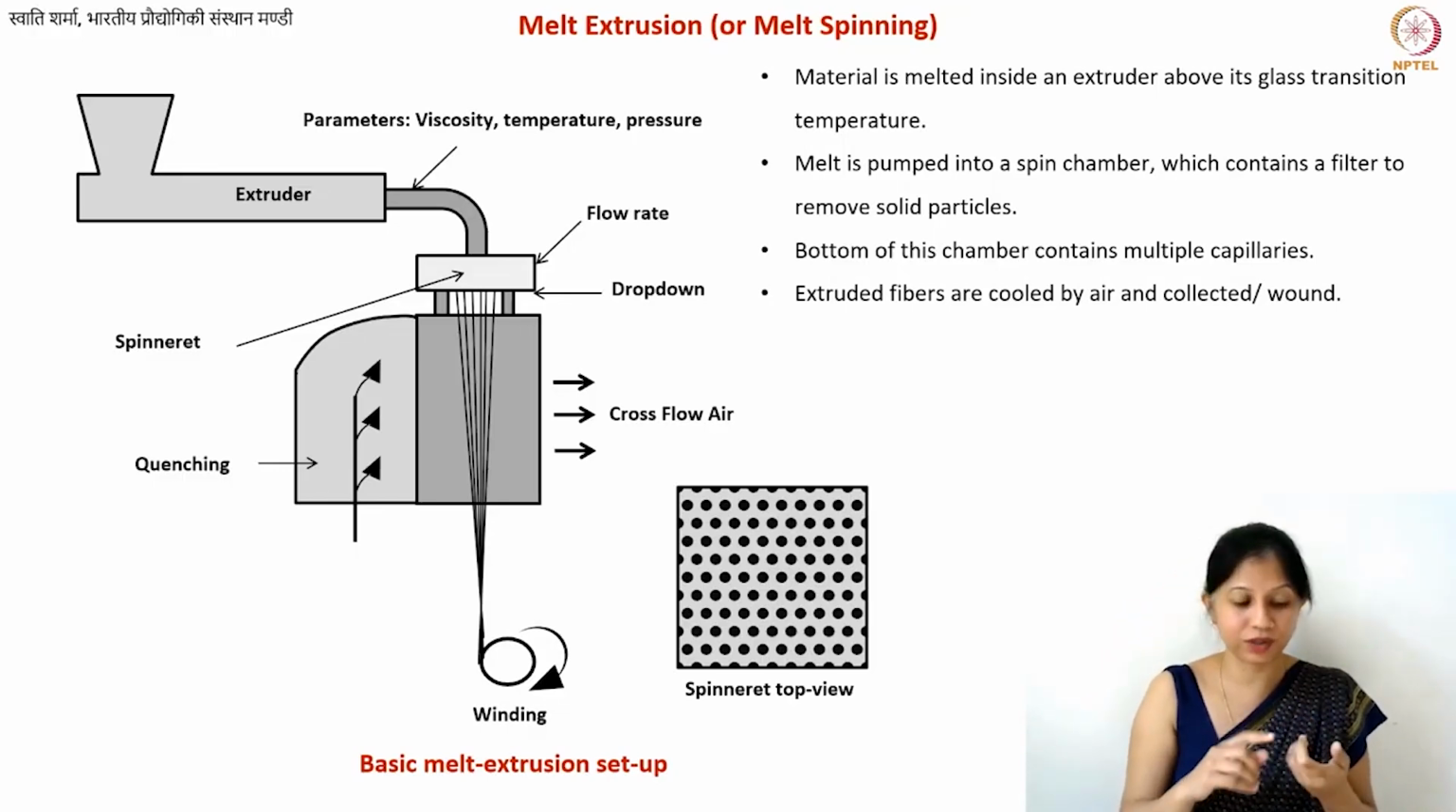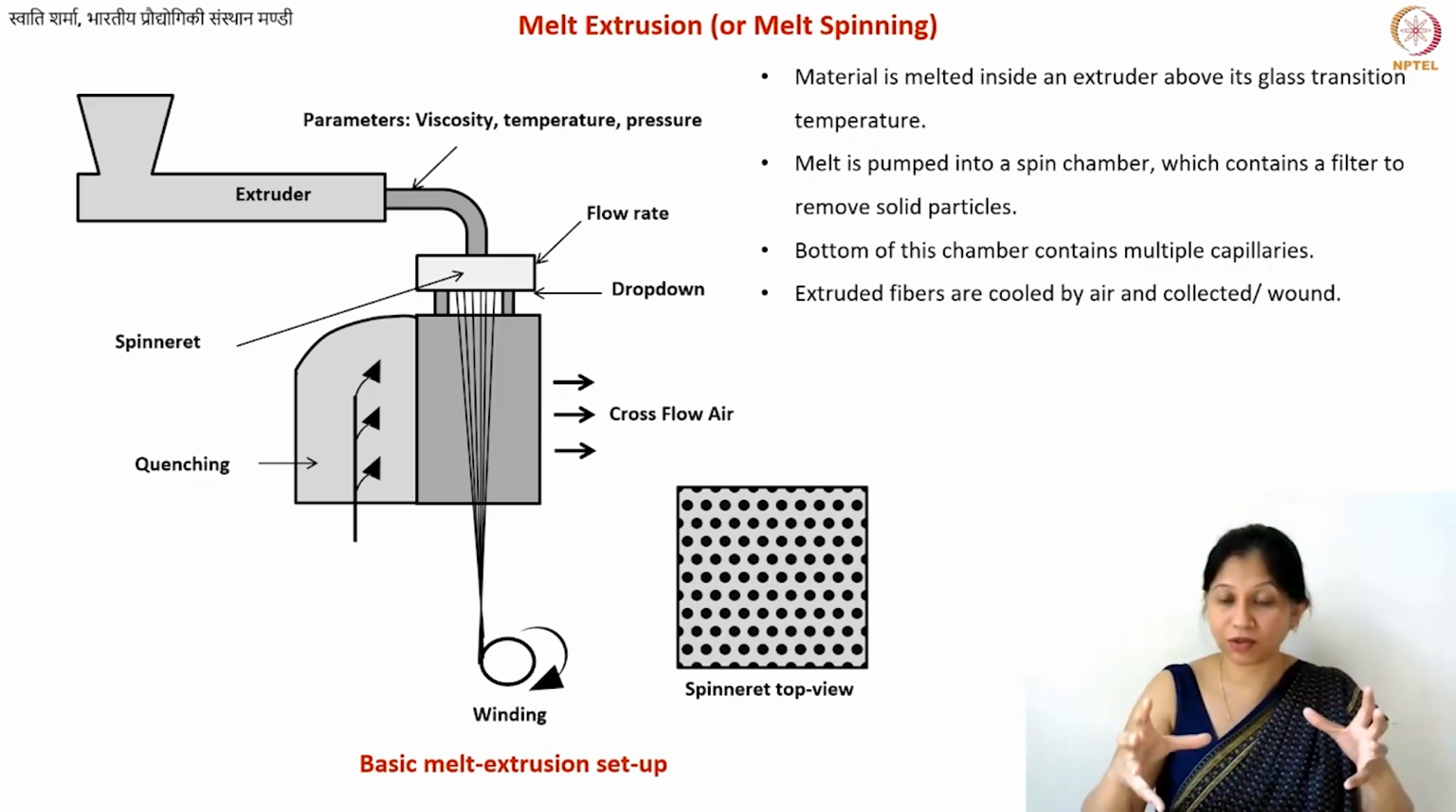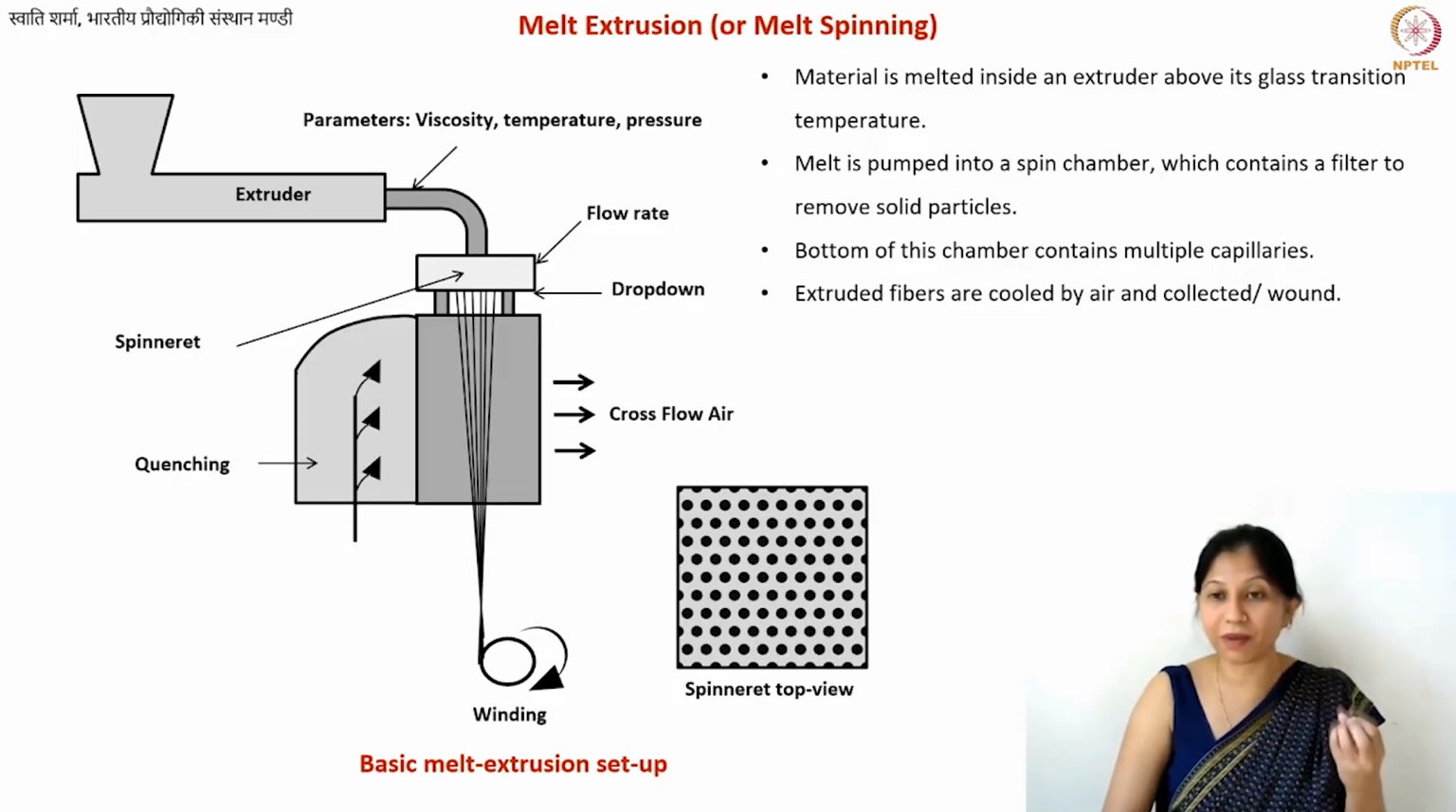So what you do is, number one, you can do quenching. So you can basically just cool it down. So you may have a cooling chamber. What will happen when you cool down the polymer? Now that temperature is below its glass transition temperature, so now it will become hard.